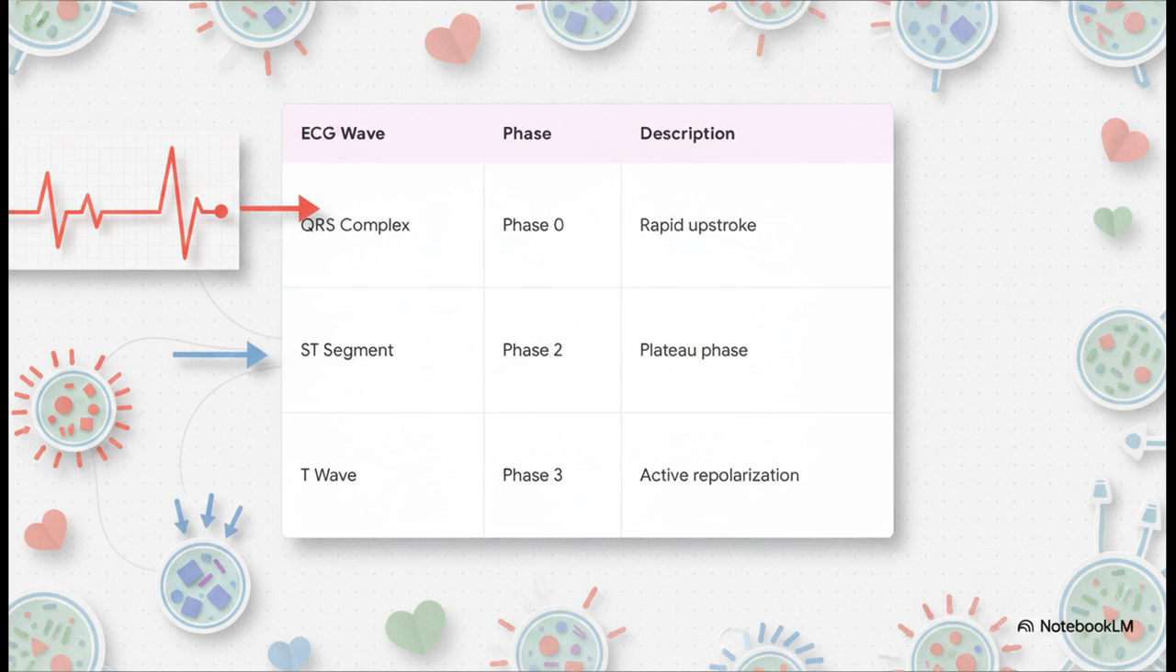The QRS complex we see on the surface corresponds directly to phase 0 of the intracellular action potential. That's the rapid upstroke of cellular sodium rushing in. That flat ST segment, that's phase 2, the plateau phase where calcium balances out potassium inside the cell. And the T wave maps perfectly to phase 3, the active repolarization, where the cell completely resets itself. So the ECG isn't just a drawing, it's a real-time monitor of cellular biology.